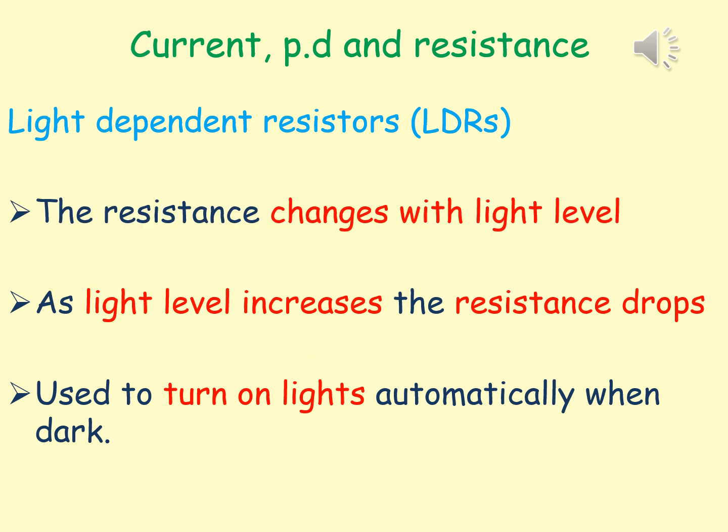So as I said, you need to know about LDRs, light-dependent resistors. This changes with the light level. So as it increases, the resistance drops. So we can use this quite helpfully to turn lights on automatically when it's dark. So most of our street lights and things will work on that basis.